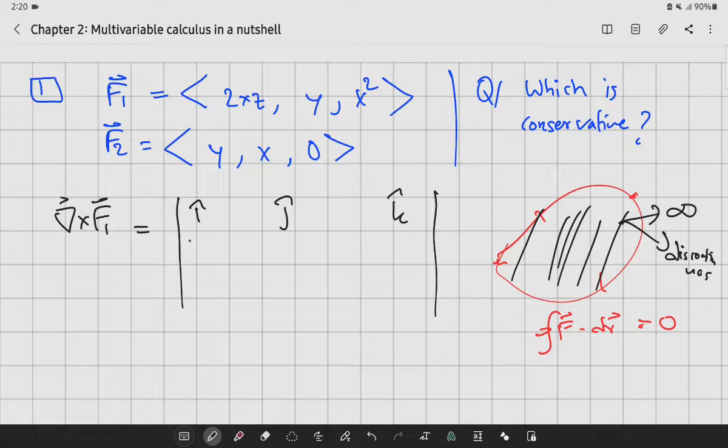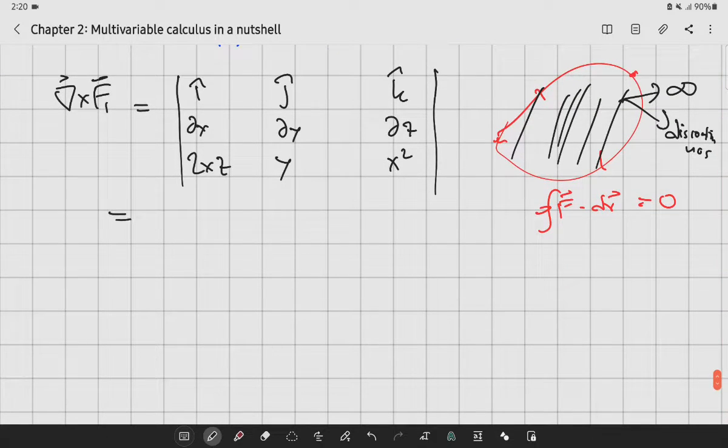Okay, so I have partial x, partial y, partial z, 2xz, y, x squared. This is the field I'm given. Let's quickly do this. I'll have this product minus this product. The i-th component is partial y of x squared. x squared is treated as constant, so it's 0. Partial z of y, same thing, again 0.